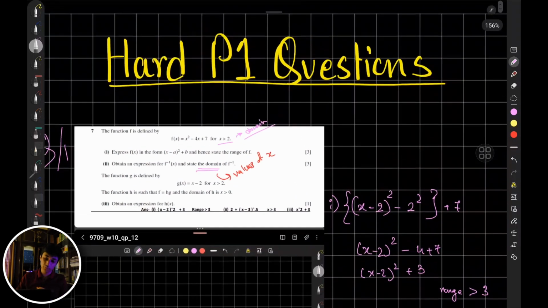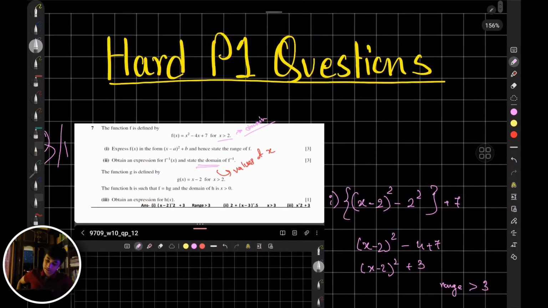Right. So question 1 is from functions. The question is, the function f is defined by f of x equals x squared minus 4x plus 7 for x greater than 2. Great. Now, they're giving you the domain, the range of x.